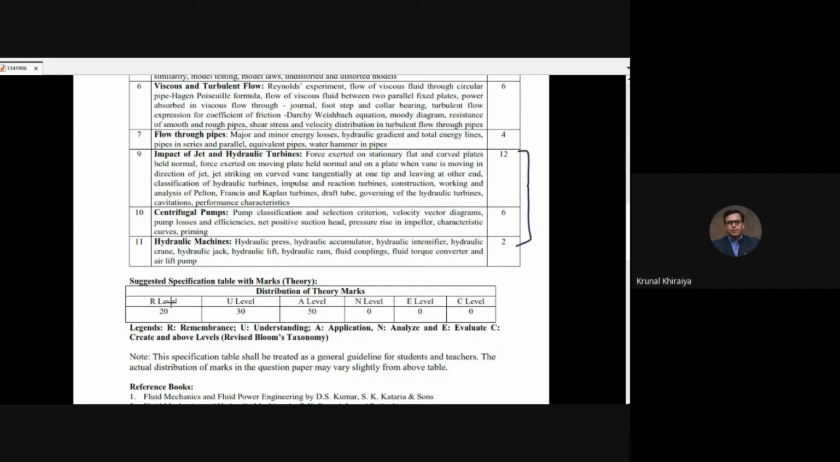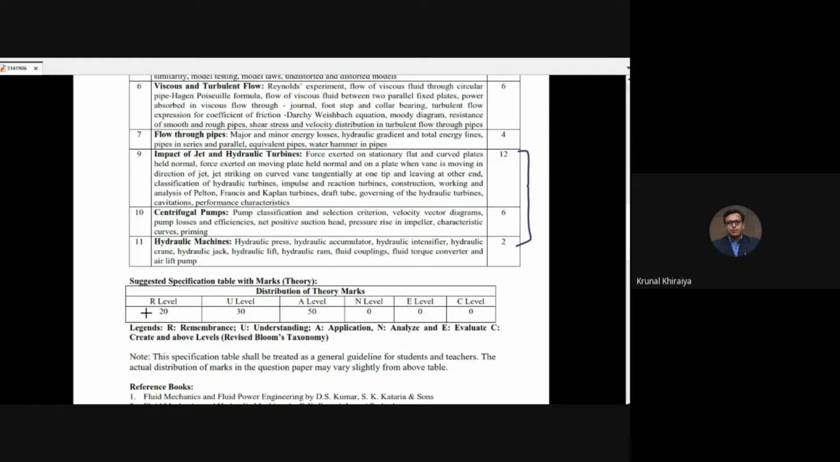First is remembrance, meaning what you remember from the teaching-learning process. How much understanding is developed in you, that is the U level. A means whatever concepts you learn in the subject, how you apply them for the given conditions. In the UG program we do not have the higher levels of learning; those come in the upper semesters of the UG program or at the master level: analyze, evaluate and synthesize or create. So we generally have R, U, and A levels. R means remembrance level, U means understanding, and A means application.